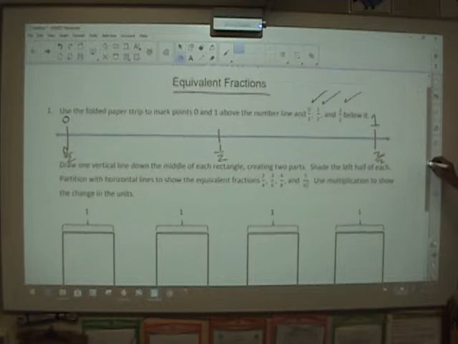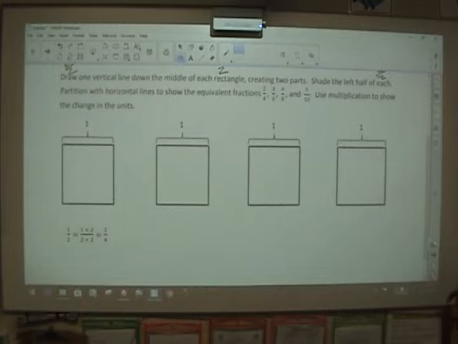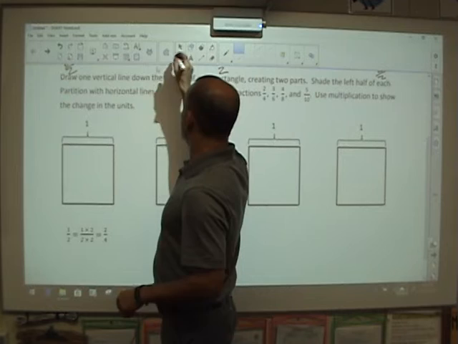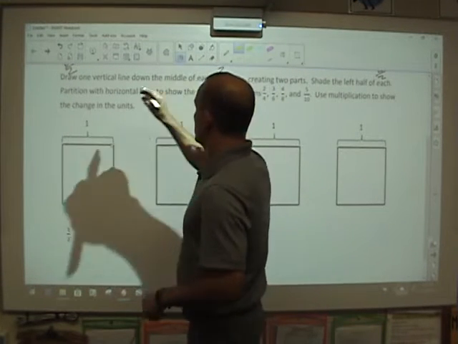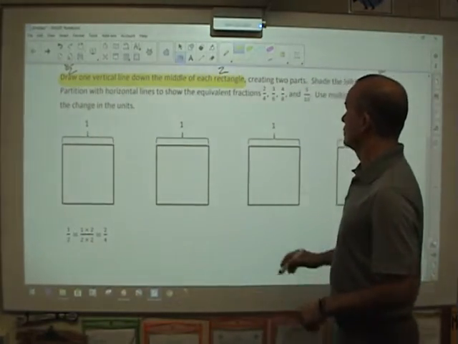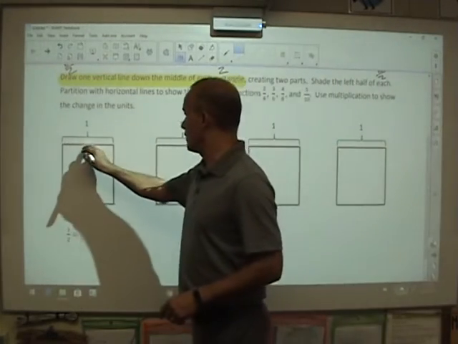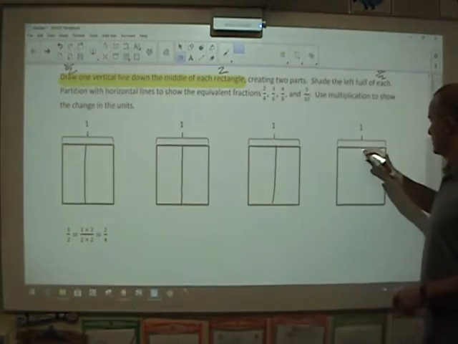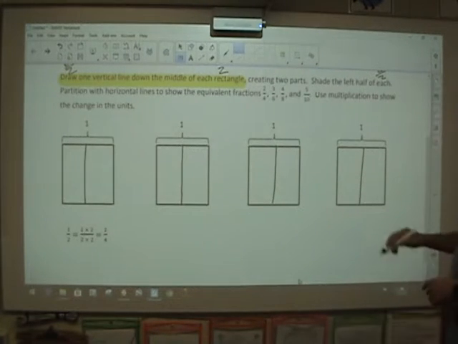So that's our first step. Now I'm going to move down to the next step. We're going to look at fractions that are the same as 1 half. Following directions, this says right here, draw, let me get a highlighter. It says, draw one vertical line down the middle of each rectangle. So that's exactly what I'm going to do. I'm going to draw a vertical line down each rectangle. That's pretty simple. Then it says create two parts, which I did.